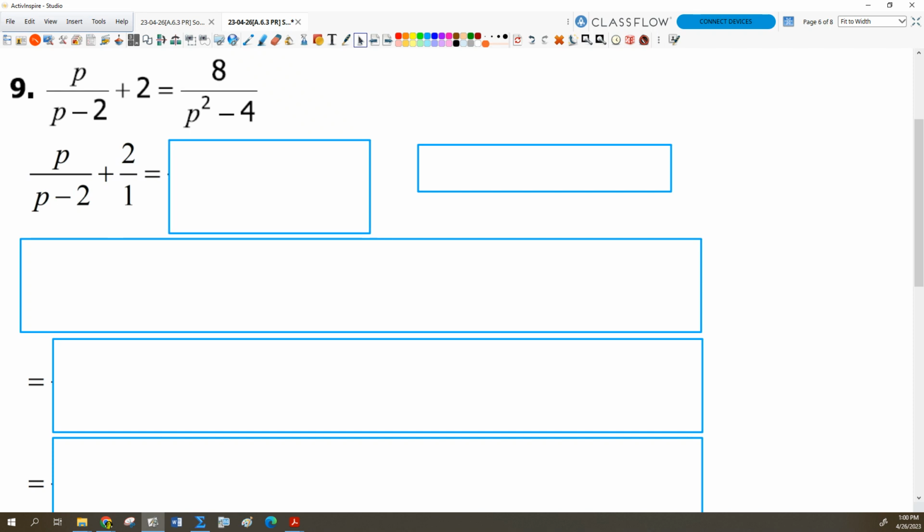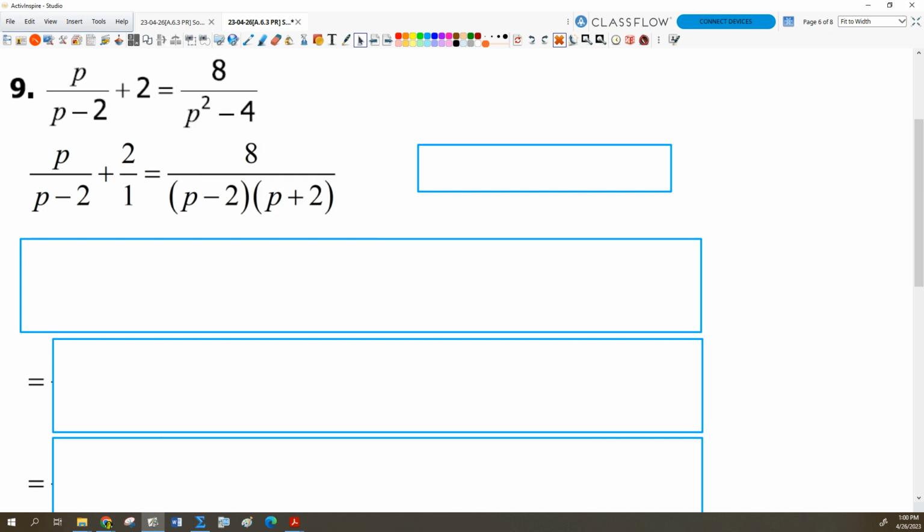And then what about the third one? How's that factor? Say it again. Difference of squares. You're right. P squared minus 2 squared. So what is that? Like P minus 2 times P plus 2? Okay. So let's make our list then.